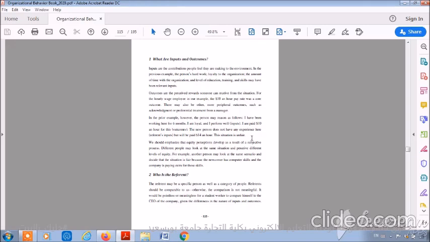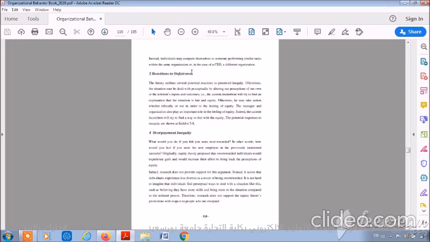The referent may be a specific person as well as a category of people. The referent should be comparable to us. Otherwise, the comparison will not be meaningful. It would be pointless or meaningless for a student worker to compare himself to the chief executive officer of the company. So the referent must be comparable to us, a suitable person for comparison, so that the comparison is meaningful.